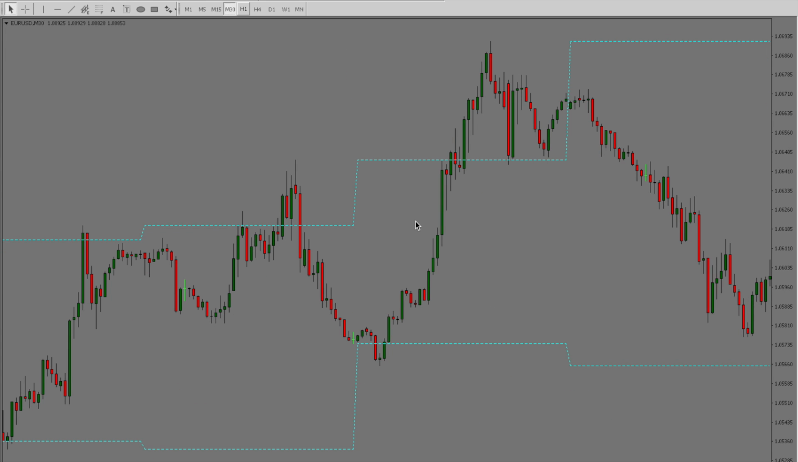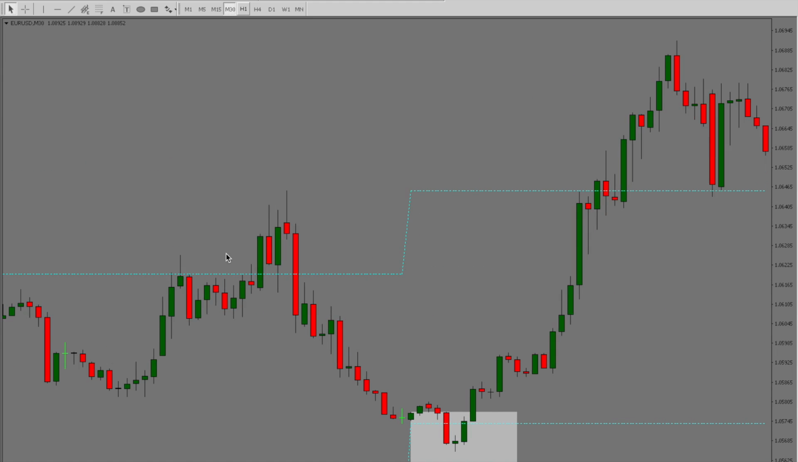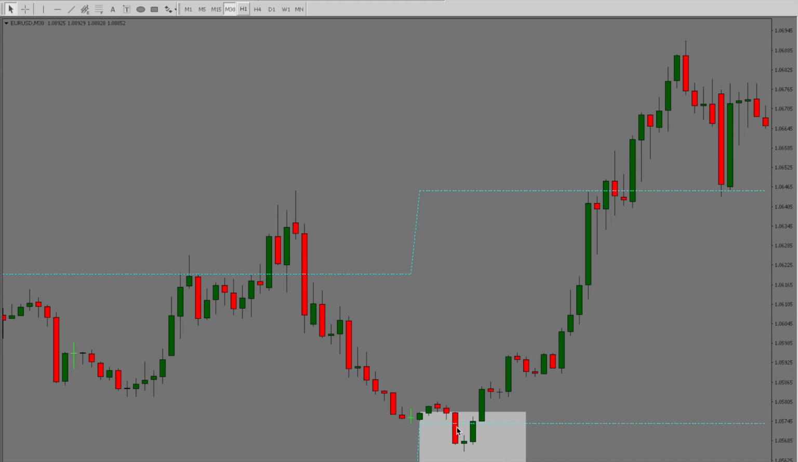And there are some interesting situations that we might want to review. So, for example, this area here. Let me just zoom in. So as you can see, if you were buying from this area, you would probably be stopped out.